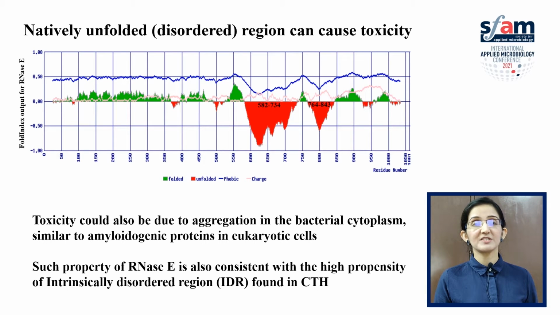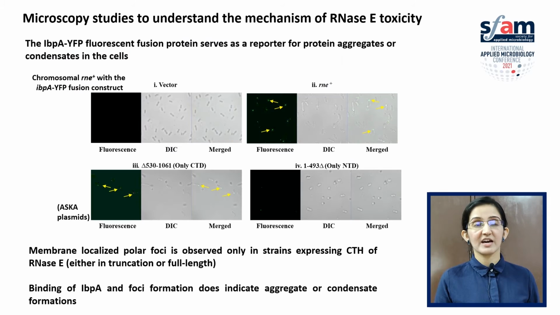Further, microscopy studies with IbpA-YFP fluorescent fusion proteins were done, and it was noticed that membrane-localized polar foci were observed only in strains expressing CTH of RNA-Z, either in truncation or full length. Binding of IbpA and foci formation does indicate aggregate or condensate formation. Further experiments are being done in this direction.